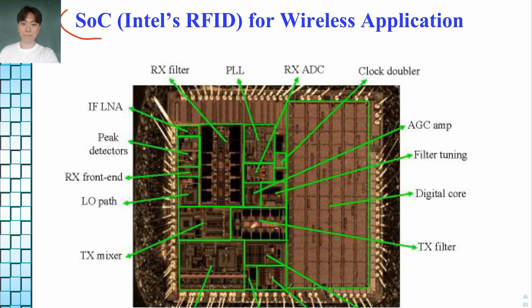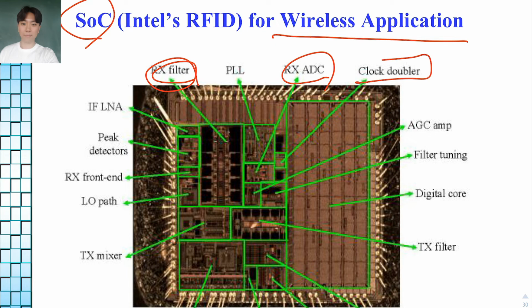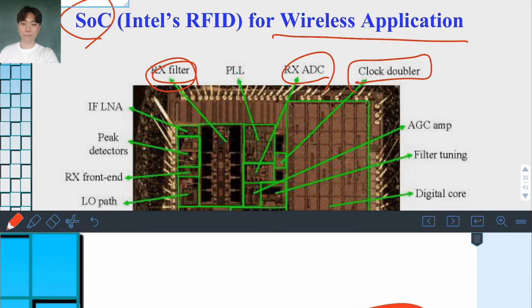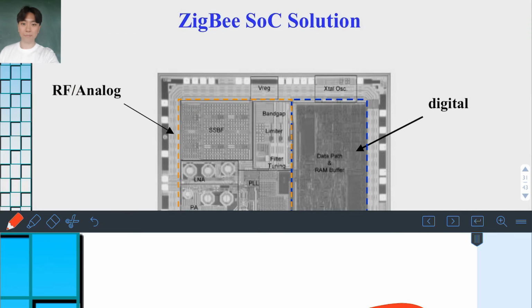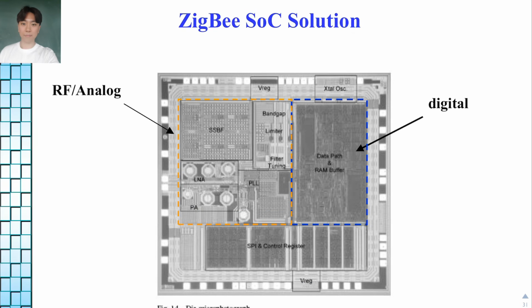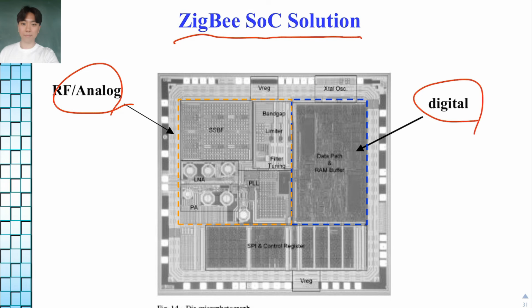This photo is an SOC for wireless application, and this part is the RX filter, this part is the RX ADC, and this part is the clock doubler. And this picture is Zigbee's SOC solution. This part is the RF and analog part, and this part is the digital part.